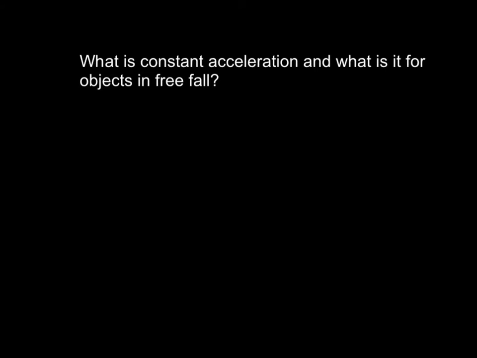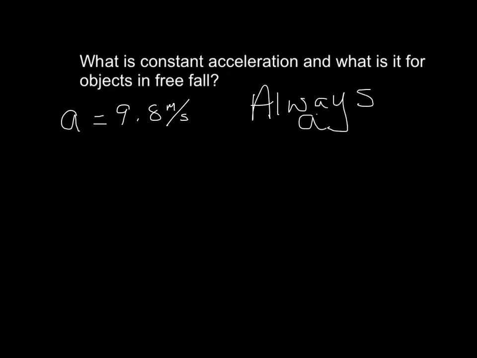Now let's talk about what a constant acceleration is and what it is for objects in free fall. We've talked just momentarily about the fact that a free-falling object is an object that is falling under the sole influence of gravity. A free-falling object has an acceleration. That acceleration here on Earth is 9.8 meters per second squared, and it is always, repeat after me, always acting in the downward direction.